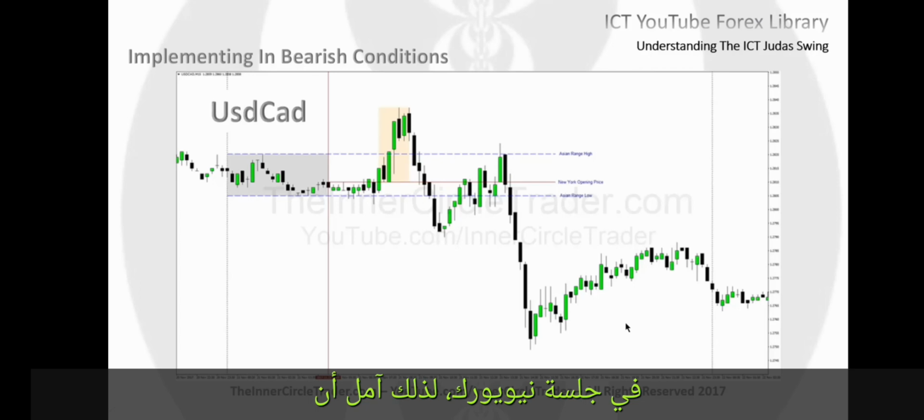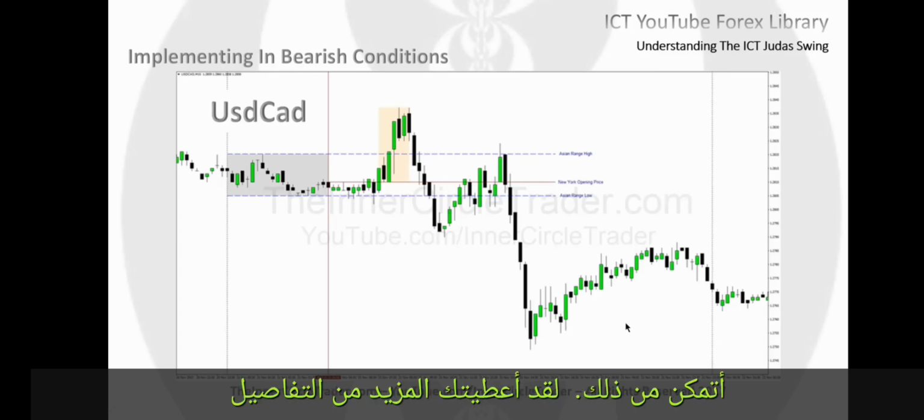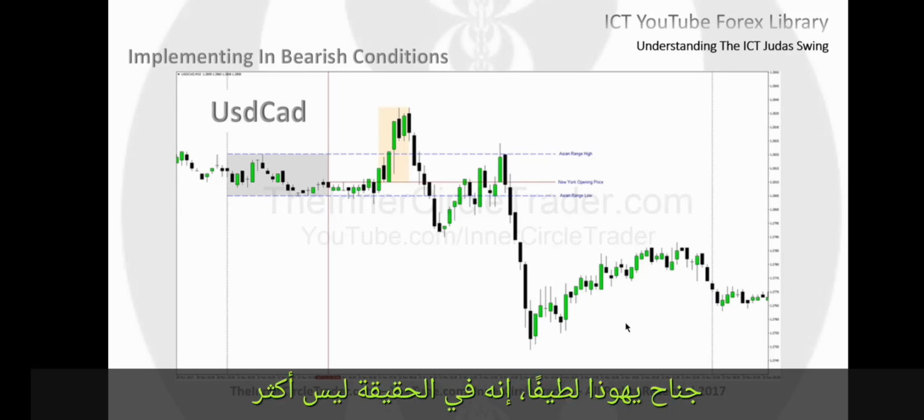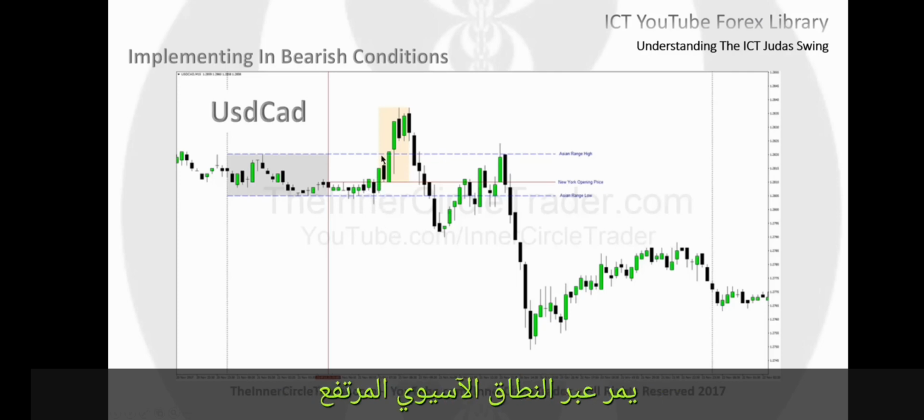So hopefully I've given you a little bit more detail and insight about what makes an ICT Judas swing. It really is nothing more than this. Just watch the video a few times. The elements and characteristics of it are very simple. You want to see the manipulation first when it's bearish below the Asian range low, then climb above the opening price at midnight, and then go through the Asian range high. Once it does that, that's a Judas swing.